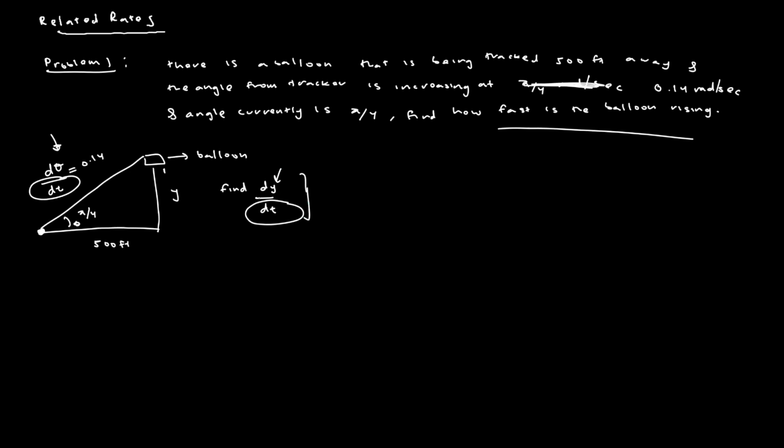To solve this problem, the first thing we have to do is find something that combines theta and y. What do we know about the geometry of this problem that tells us how y and theta are related? Well, this forms a right triangle. The adjacent distance is 500, and the opposite distance is some variable y. And we know that the tangent of theta, which is the angle to the balloon, is the opposite divided by the adjacent, which is y divided by 500. So now we found an equation that relates y and theta.